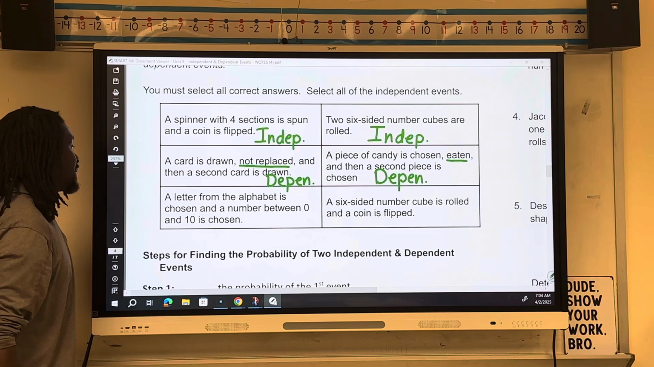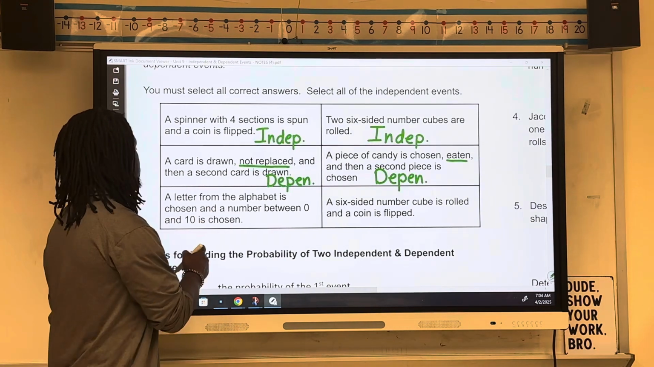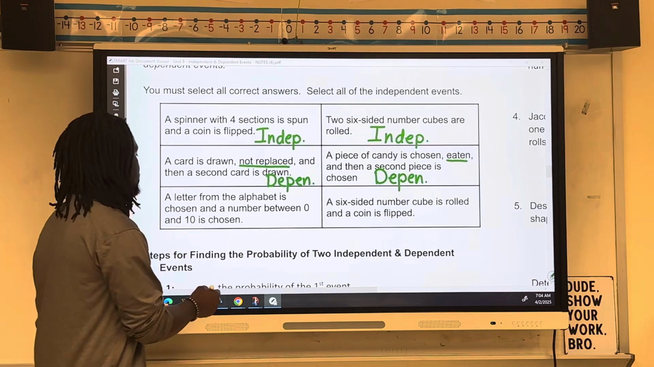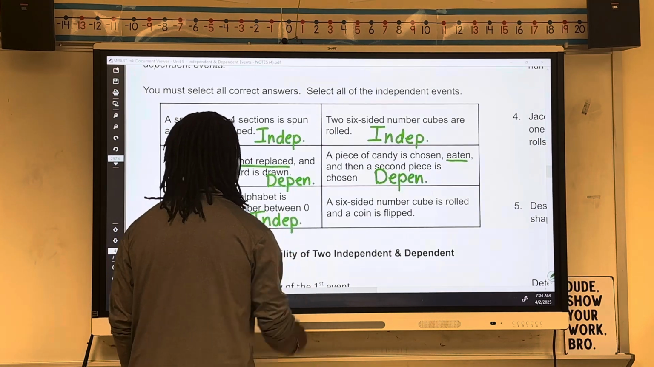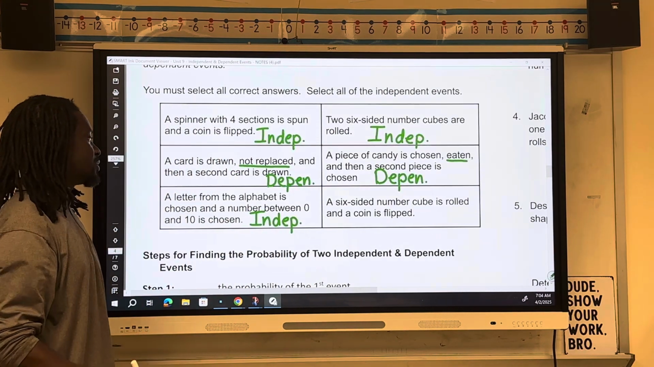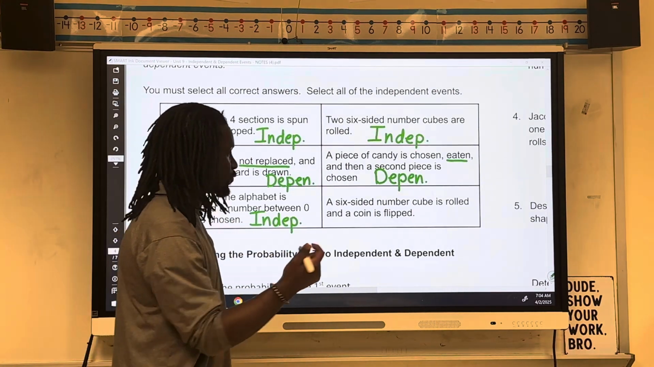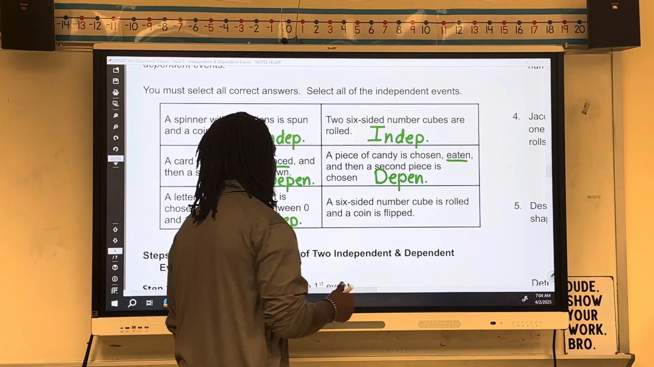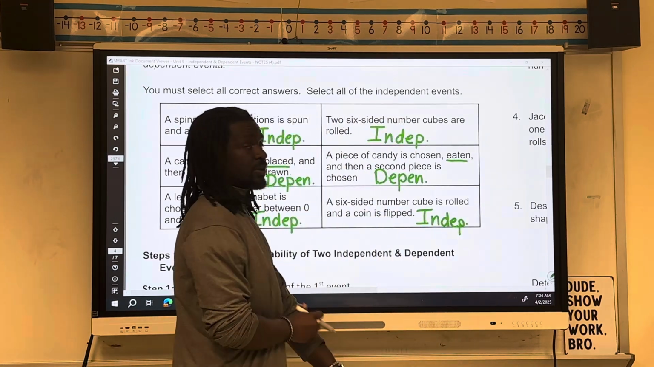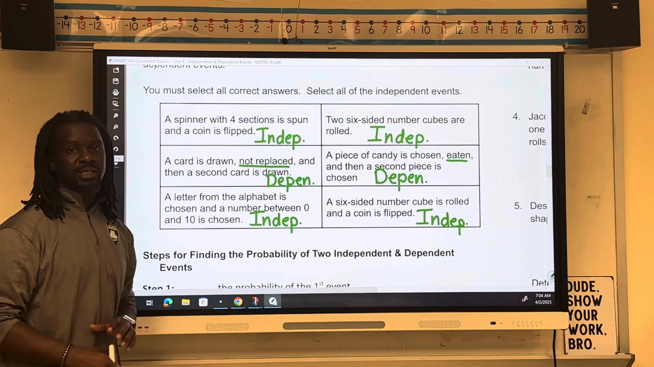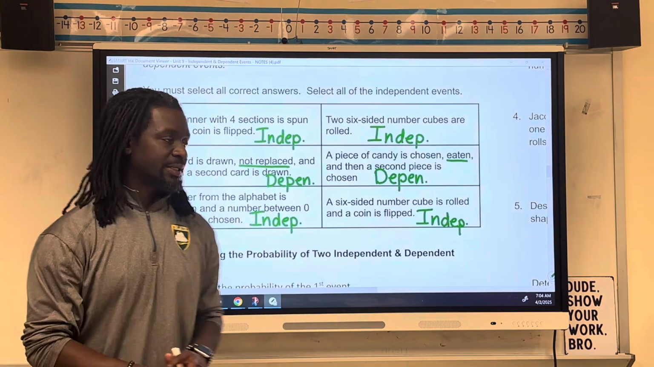A letter from the alphabet is chosen, and a number between 0 and 10 is chosen. Those have no effect on each other, therefore it is independent. And lastly, a 6-sided number cube is rolled and a coin is flipped. Again, that is not going to affect anything, so it is independent. The key between independent and dependent is that for dependent, one item is being removed and is not being replaced.